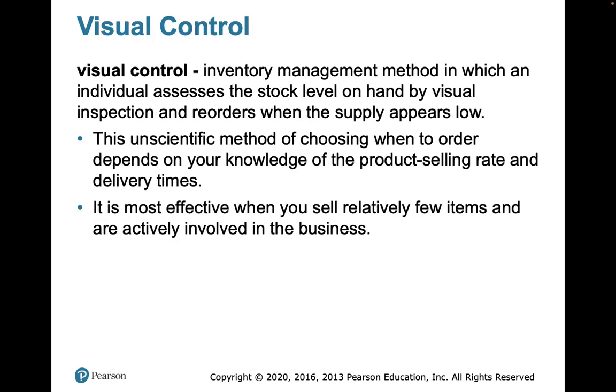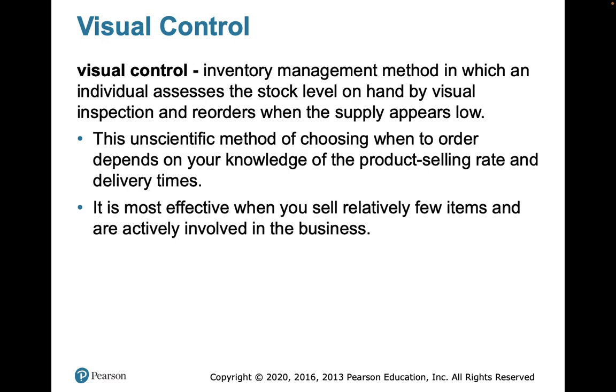So we're going to look at visual control. This is an inventory management method in which an individual assesses the stock level by just visual inspection, and you know if you have low or high stock. Especially if the lead time has a wide gap, or stock is high, you can relax and you don't need to reorder. All of this you can tell with visual control.